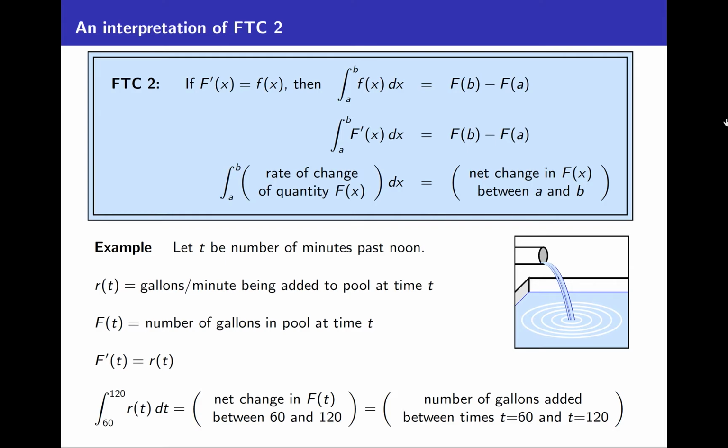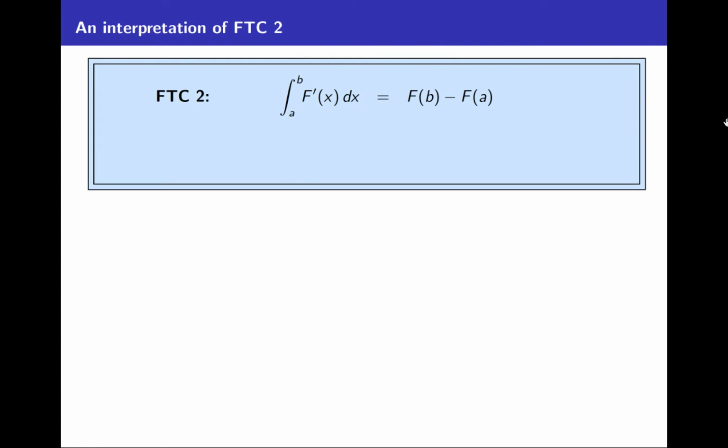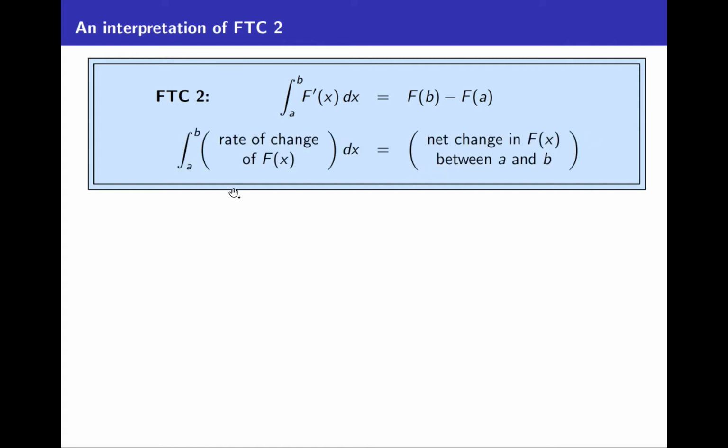So that was just a quick example of our new interpretation of the fundamental theorem. Let's move on to another example. And up at the top, I'll remind you of the basic point from the previous slide. The fundamental theorem of calculus, part 2, states that the integral from a to b, f prime of x dx equals f of b minus f of a, which we can interpret as saying the integral from a to b of the rate of change of a quantity f of x dx equals the net change in f between a and b. In this next example, I hope to illustrate two things.